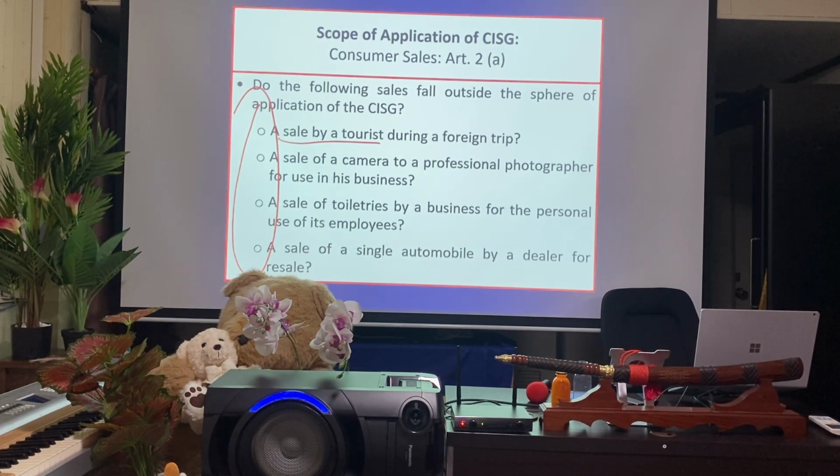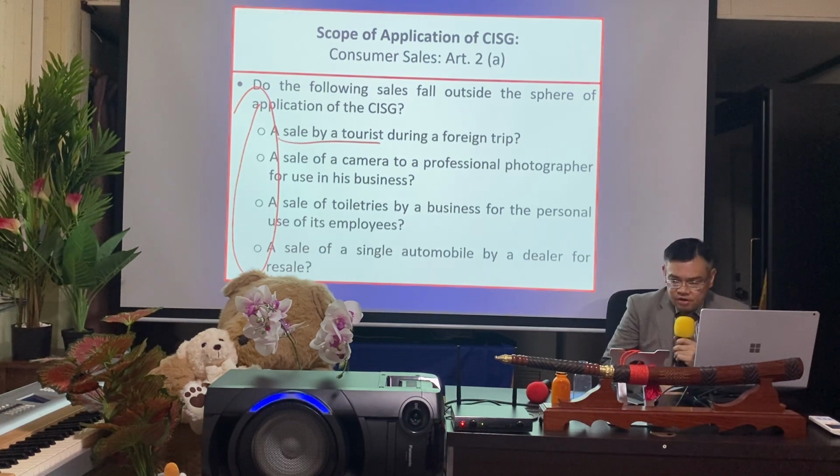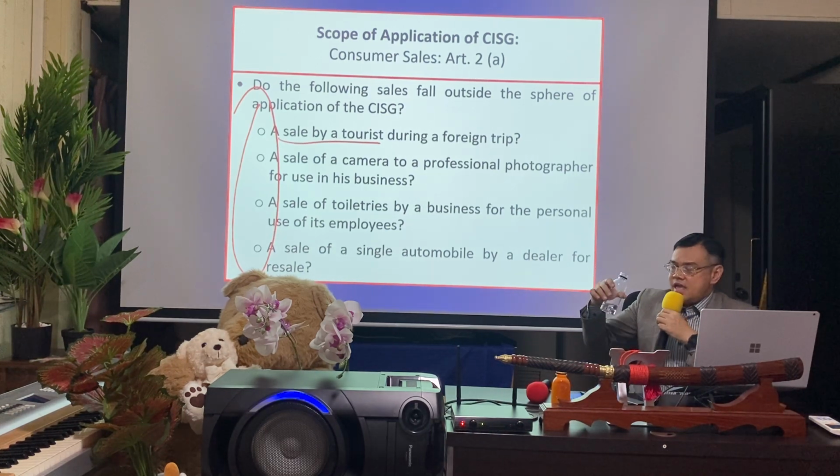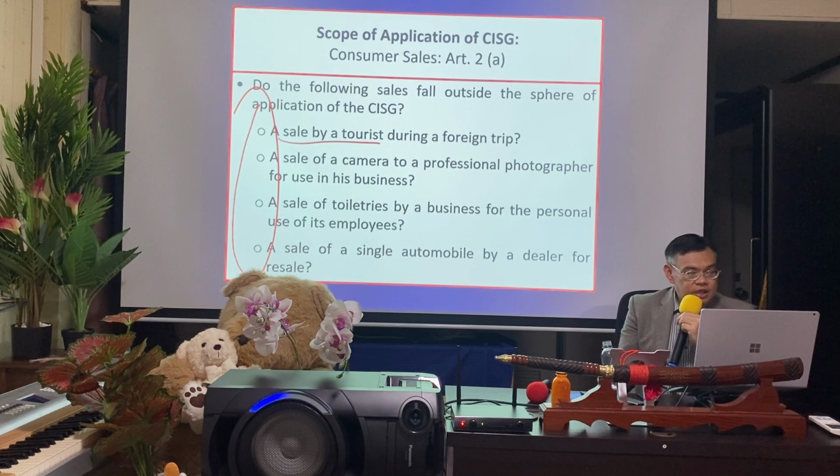Good, back to my desk now. Look at these transactions and tell me whether or not a sale in question is a consumer sale in the sense of buying something for personal use, family use, or household use.